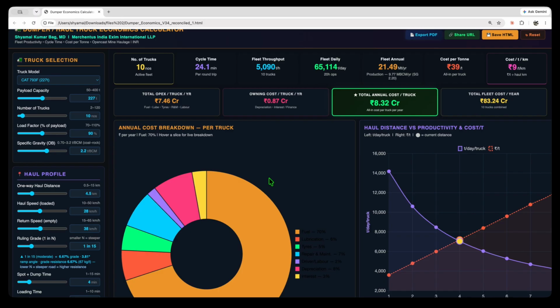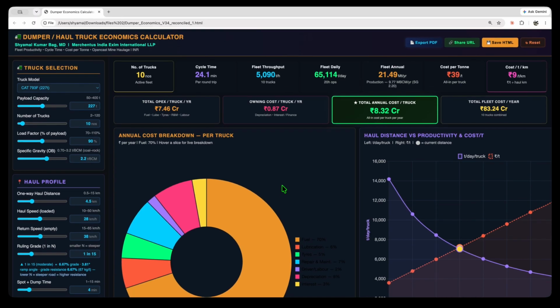So that's the dumper economics calculator, from cycle time to crew cost to fleet sizing in one offline sheet. If you are a student, this is exactly how a real owning and operating cost model is built. If you are a client, this is exactly how we will build yours. So thank you very, very much.